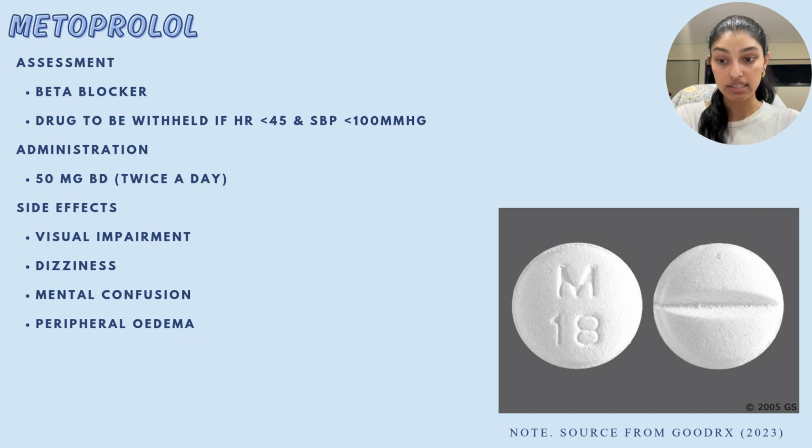As per order, Teresita is to take 50 mg tablets twice a day. Adverse reactions for this drug include visual impairment, dizziness, mental confusion, peripheral edema.